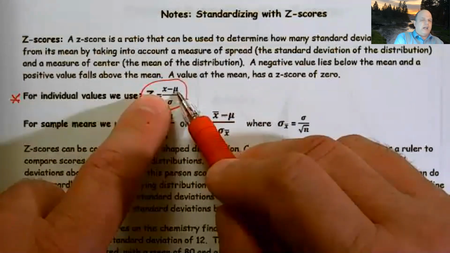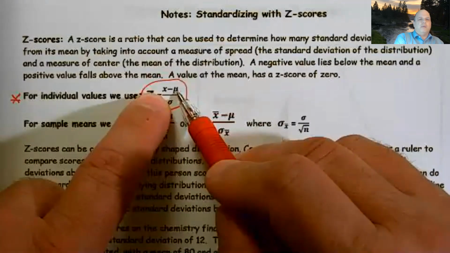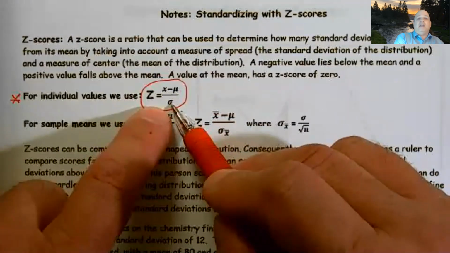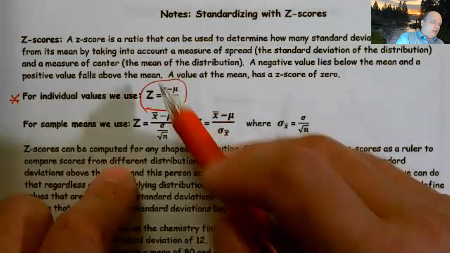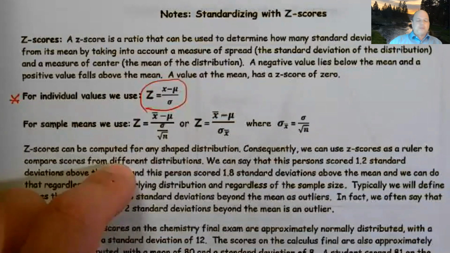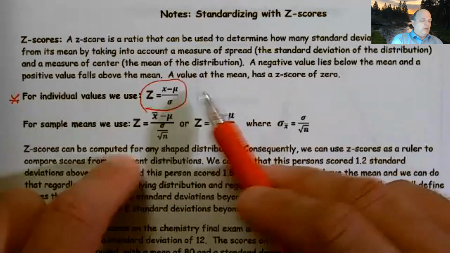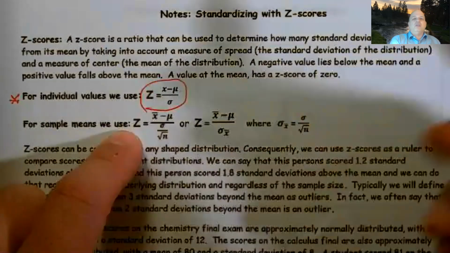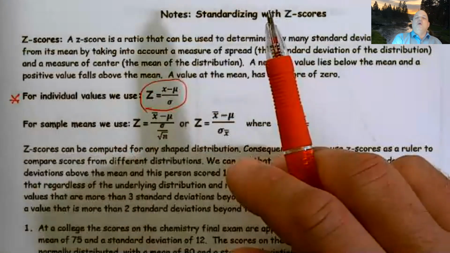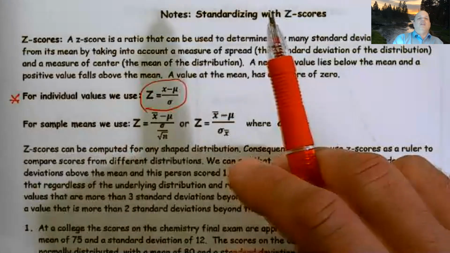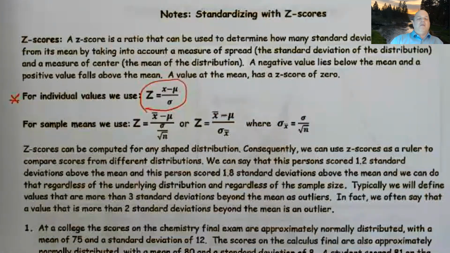So basically, you're finding out how far an individual value is from the mean, and you're making it a ratio by dividing it by the standard deviation. So a z-score just says how many standard deviations a single value is from the mean. Because we're subtracting, we can end up with positive or negative z-scores. A negative z-score means it was less than the mean, so you're below average. A positive z-score means it falls above the mean, multiple standard deviations above the mean.